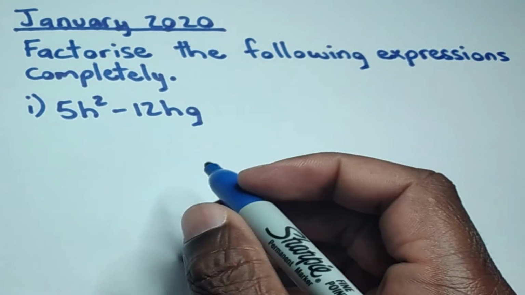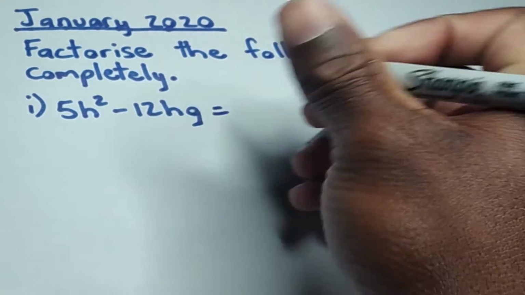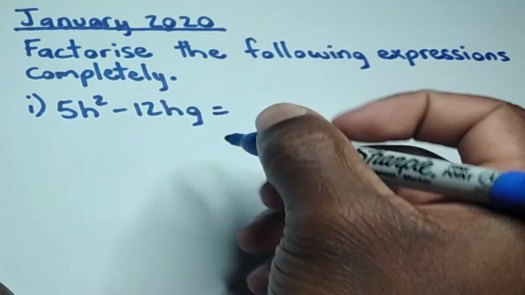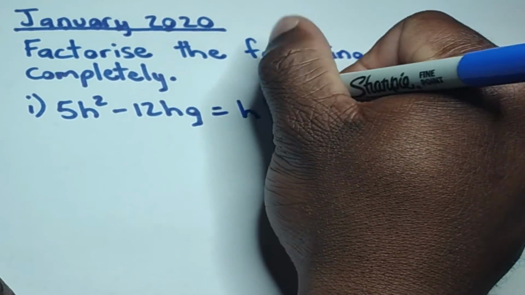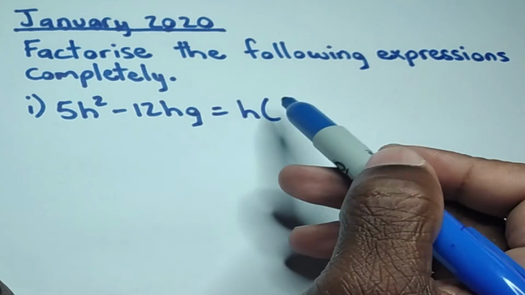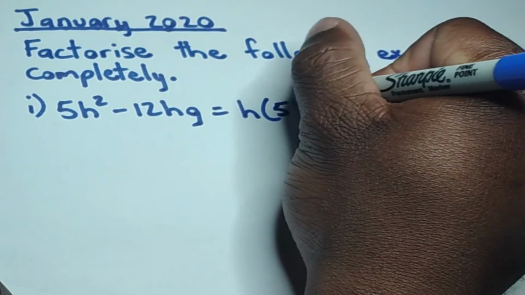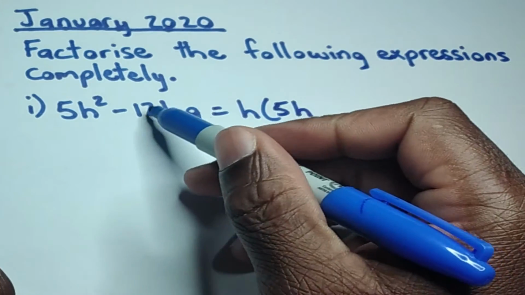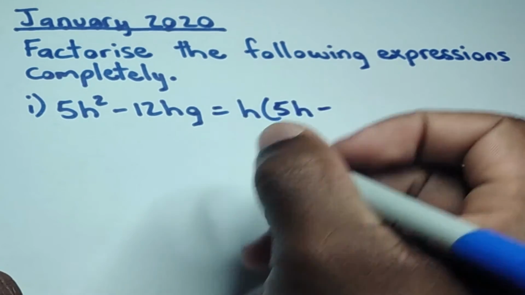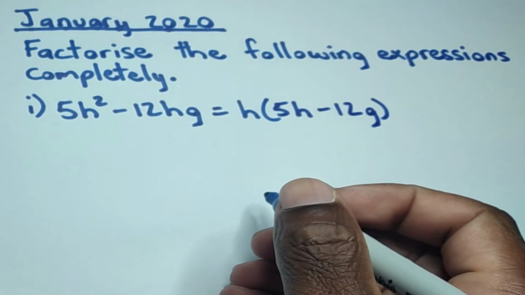Now what we want to do is factor what's common. What's common in both terms? We can get an h out of h squared, and of course we can get h out of h, so we can factor h out of this thing. Then we divide each term by what we factored out, which is h. So 5h squared divided by h, we're left with 5h, minus, so we'll bring back the minus sign, 12hg divided by h will leave us with 12g.